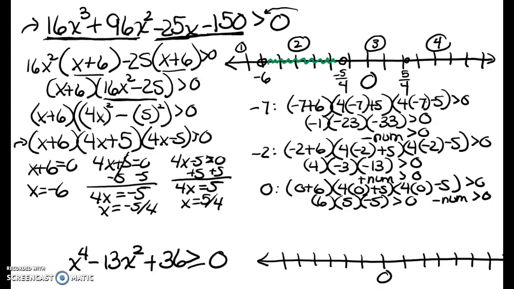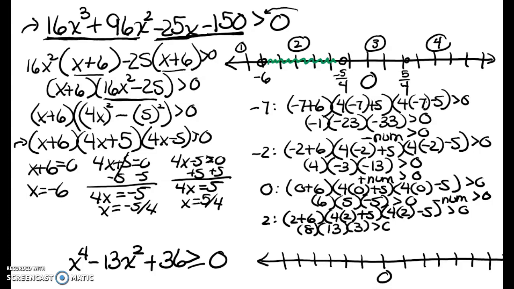So now let's plug in 2 from region 4. We get 2 plus 6, 4 times 2 plus 5, 4 times 2 minus 5 is greater than 0. That's going to be 8. 8 plus 5 is 13. 8 minus 5 is 3. They are all positive numbers, so I'll get a positive number greater than 0. That is definitely a true statement. So I'm going to shade that in.